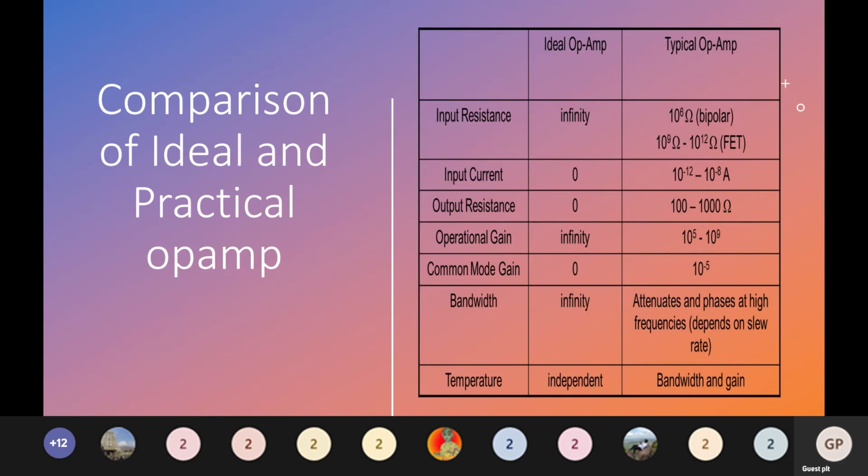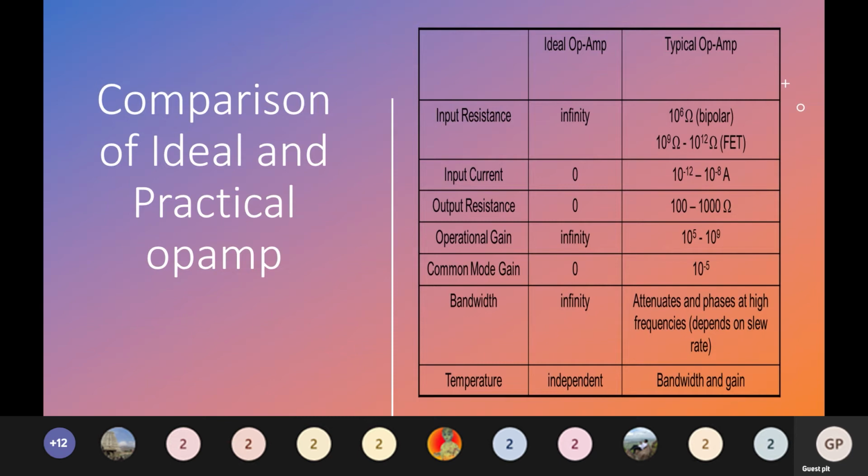Comparison of ideal and practical op-amps. That's what we were telling now. So exactly the values are given. For a typical op-amp, input resistance will be infinite for an ideal one. For a practical op-amp, it will be in the order of 10 power 8 or 10 power 9, based on whether it is a transistor based op-amp or a FET based op-amp.